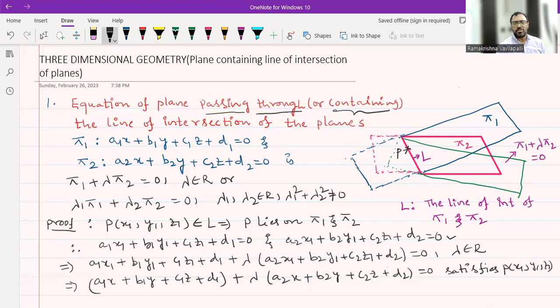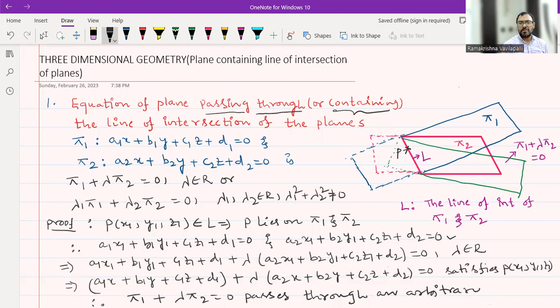px1, y1. So therefore, pi 1 plus lambda into pi 2 passes through an arbitrary point P belonging to pi 1 and pi 2. So this is the equation of the plane containing the line of intersection of two planes.